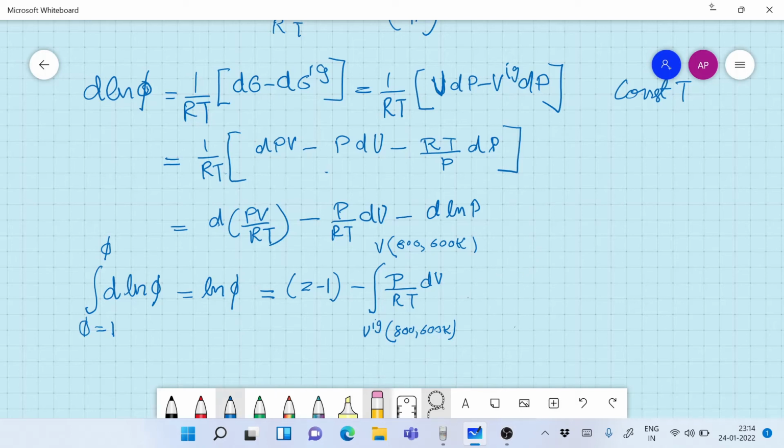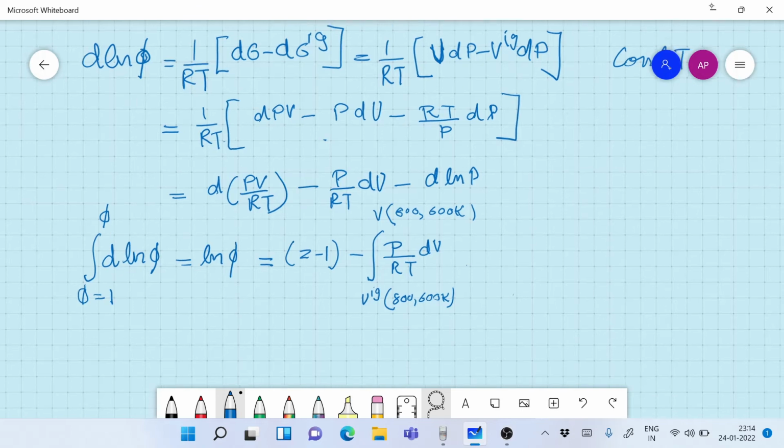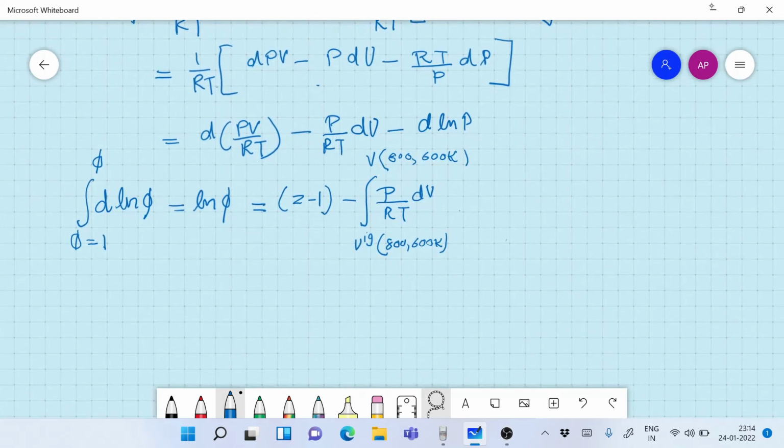That is it. So we are only left with these two terms. Pretty simple. That makes calculations all the more simple. So we have ln phi. Don't go about integrating it. Z minus 1 minus integral. Now replace pressure in terms of volume for a van der Waals gas.